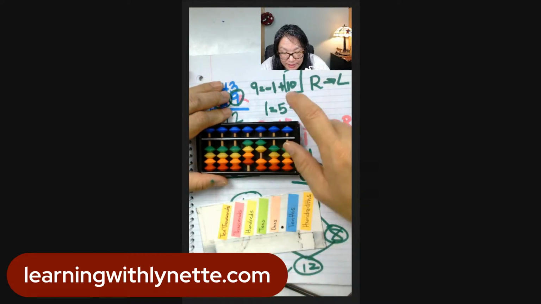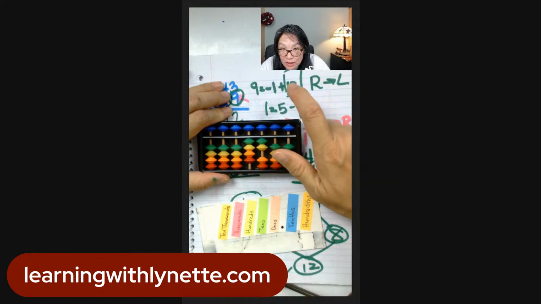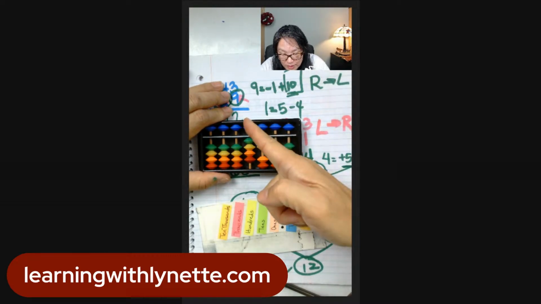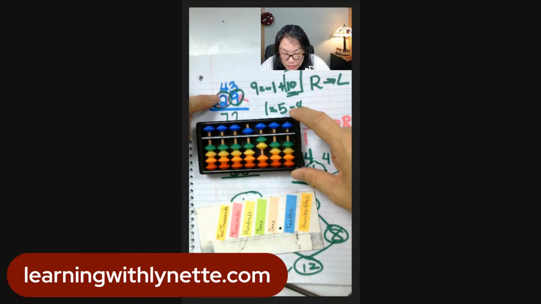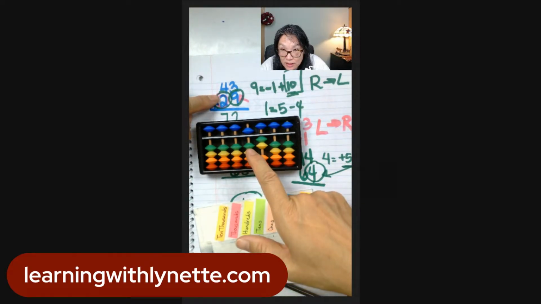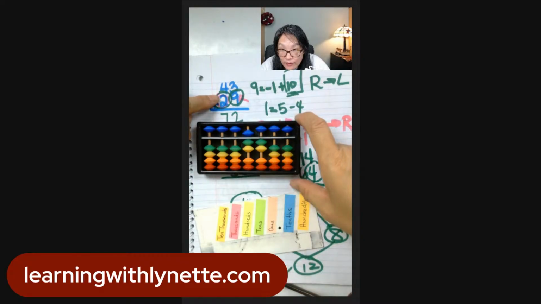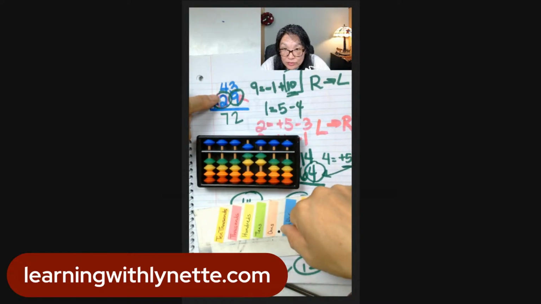What do I do? I need to plus the 1. Plus the 1 is what? Plus the 5 minus the 4. And then what? I need to add the 2. Can I add the 2? Yes. Add the 2. So my final answer is 72.